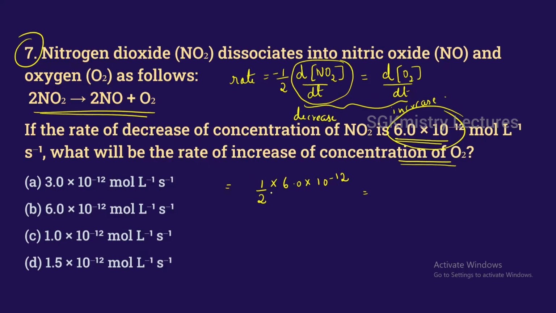So now let us do the calculation. So we have 2 ones are, 2 threes are. So the correct answer is 3 into 10 to the power of minus 12 mole per liter per second. Very simple. So the correct answer is 3 into 10 to the power of minus 12 mole per liter per second.